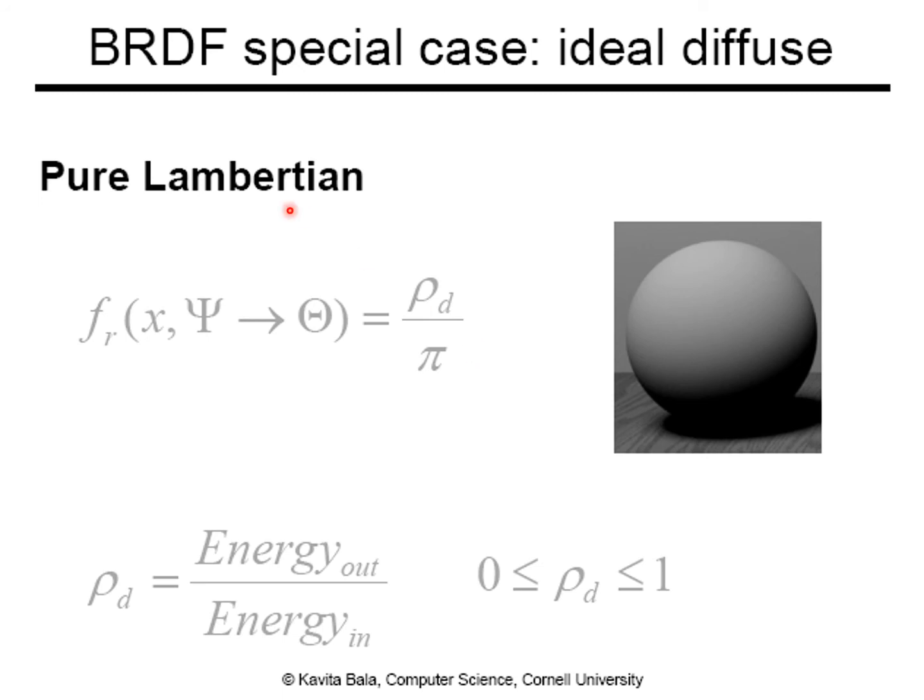And for the case of pure Lambertian reflection, obviously this BRDF function is constant. Typically, this is computed as rho d divided by pi. Starting from the definition of BRDF, we can prove this for pure Lambertian reflection, but I will skip that. This rho d is defined by the energy input and how much energy we can reflect out, typically in the range of 0 to 1. If rho d is 1, it is reflecting all the energy.